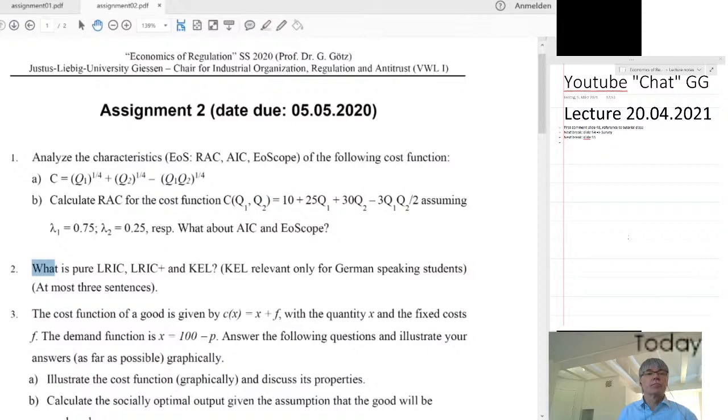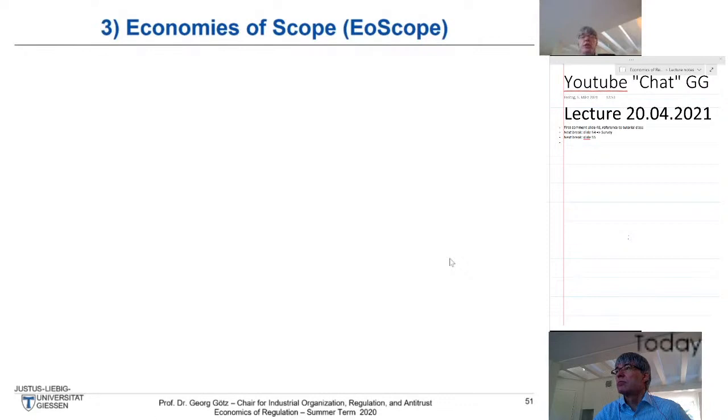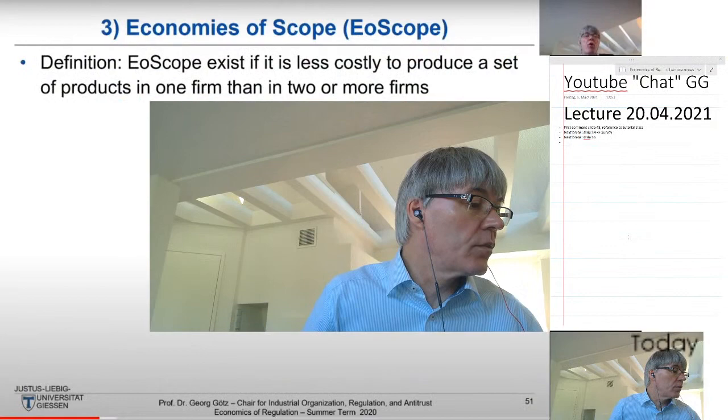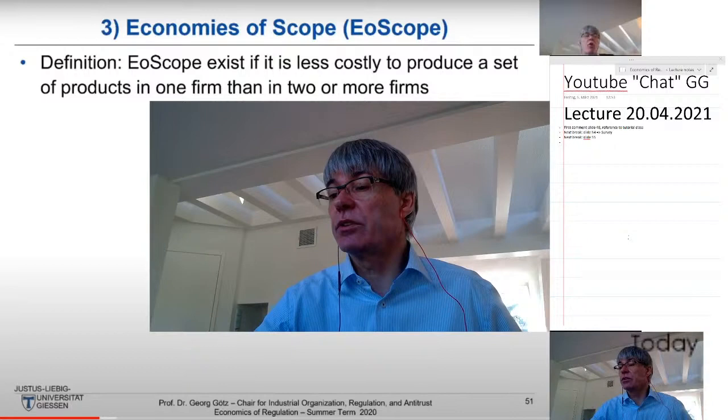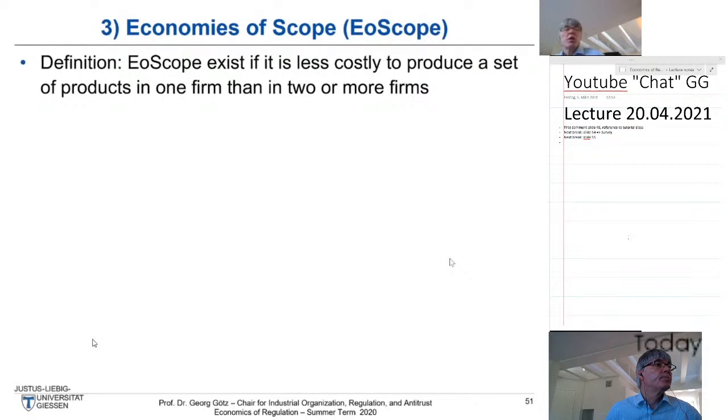Okay, getting back to our discussion of economies of scale. This was a discussion of economies of scale. Now we move on to economies of scope, which is somehow the more interesting concept once we discuss multi-product firms. So, what are economies of scope?